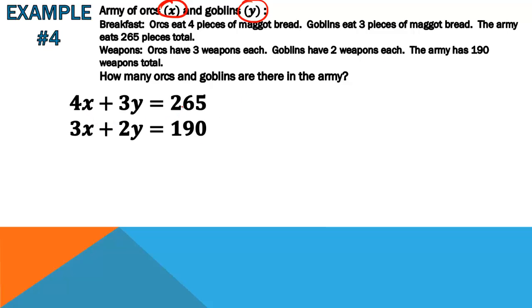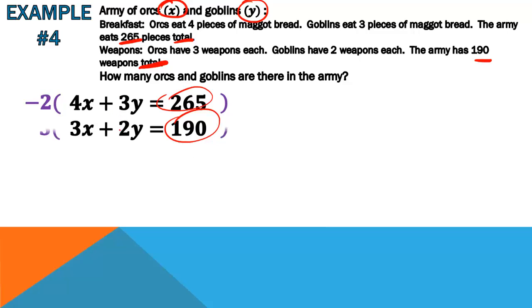In this case, we already have totals: 190 total, 265 total. That should tell you right off the bat that whereas in the other one our cost was the unknown, now we know what that figure is. So we would solve this by elimination. I'm going to go ahead and solve for the y.